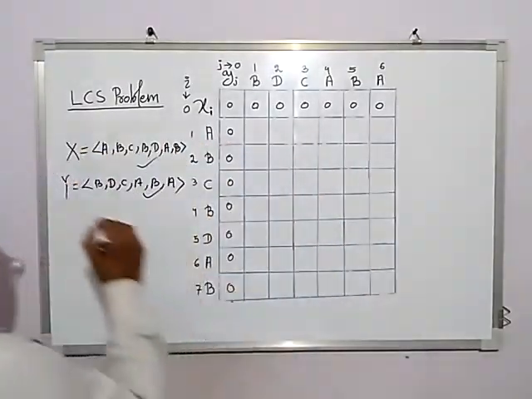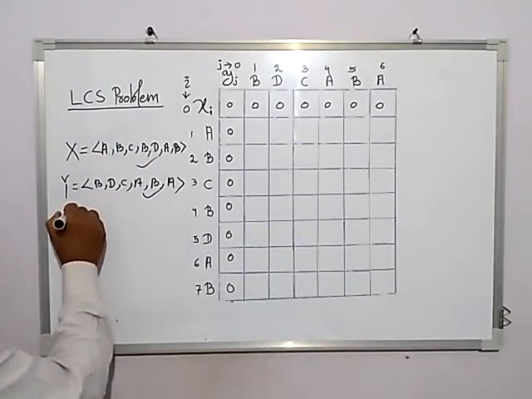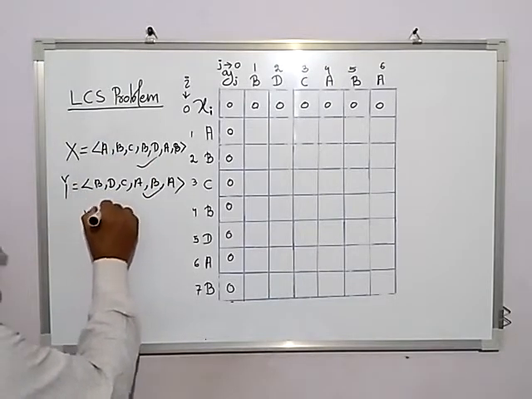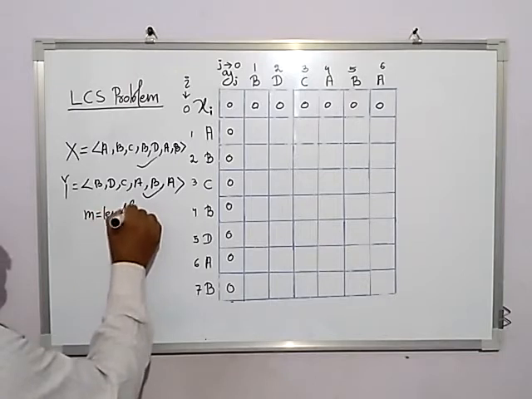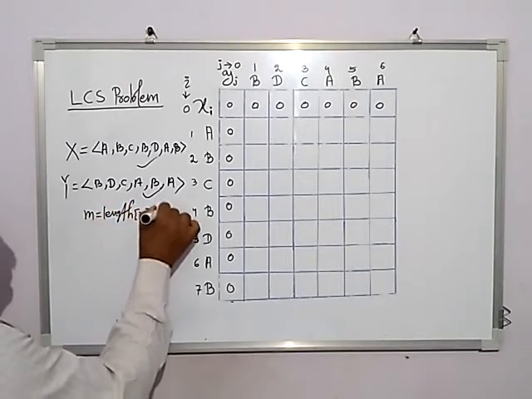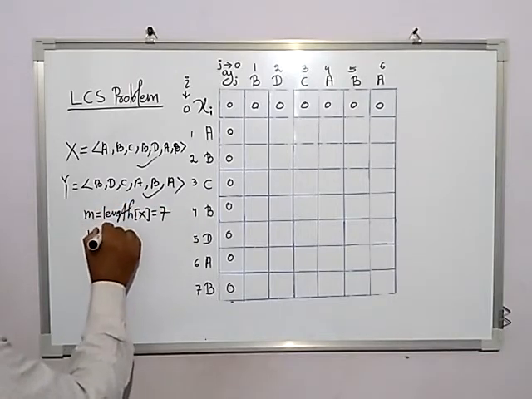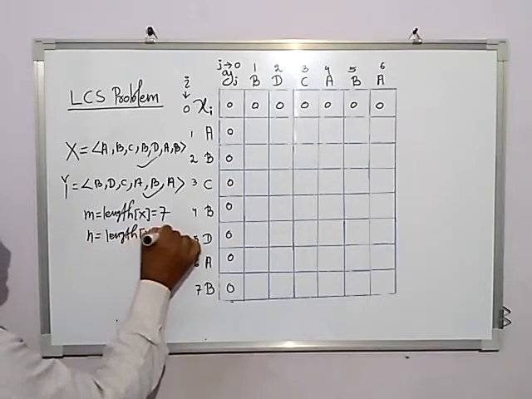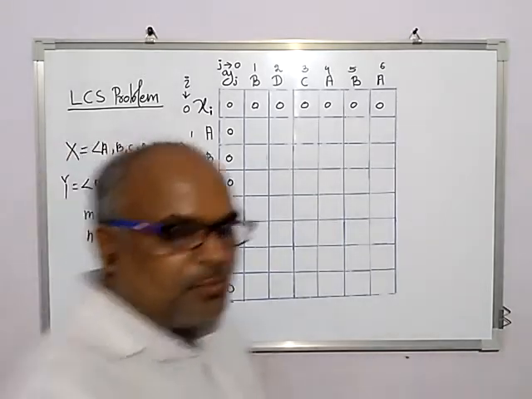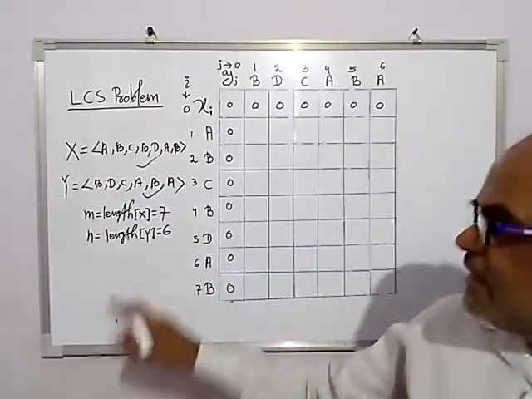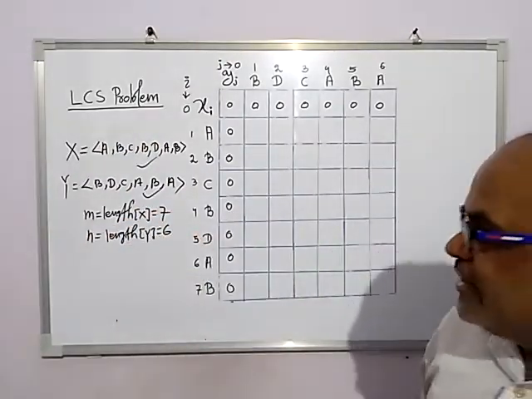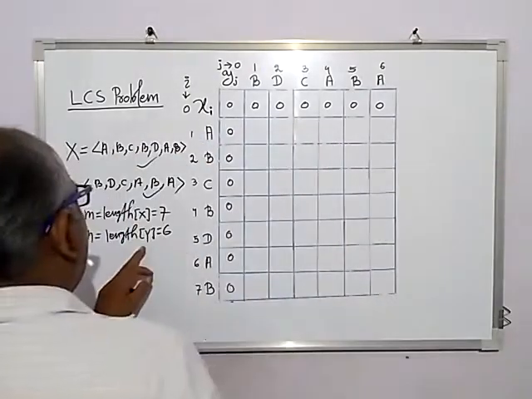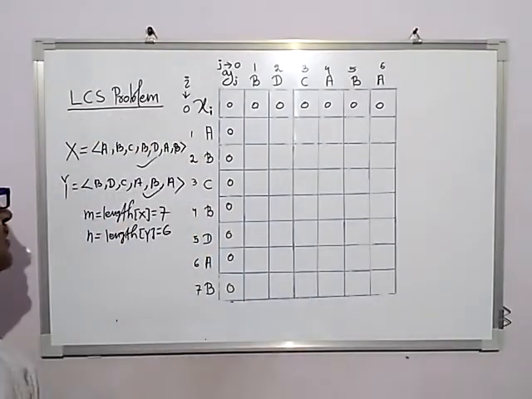First you find the length of the first sequence, that is M equals length of X, which is equal to 7. Then N equals length of Y, which is equal to 6. So first you have to find out the length of the first sequence, M equals length of X equals 7, and N equals length of Y equals 6.